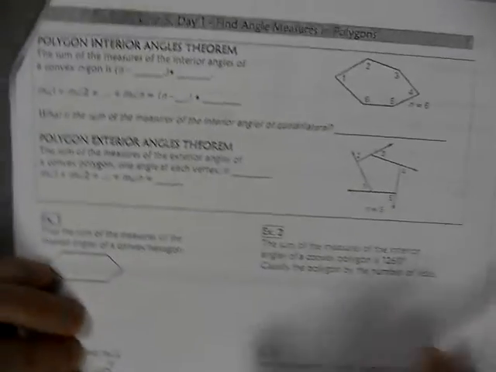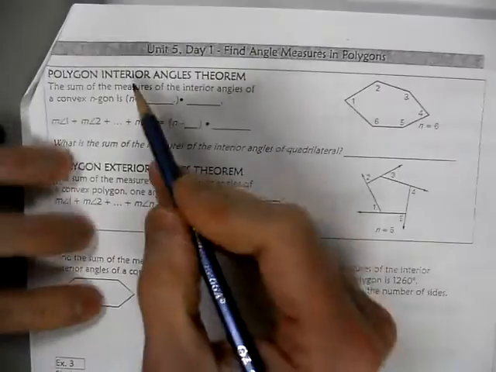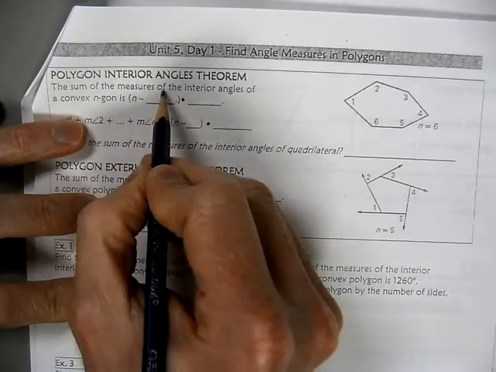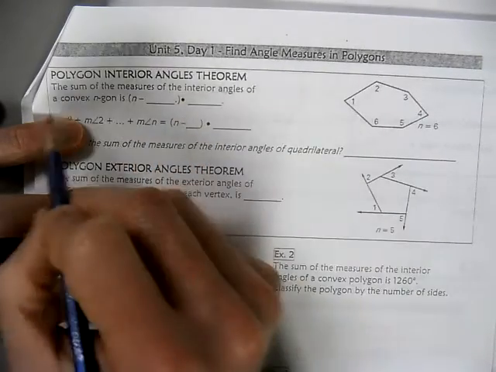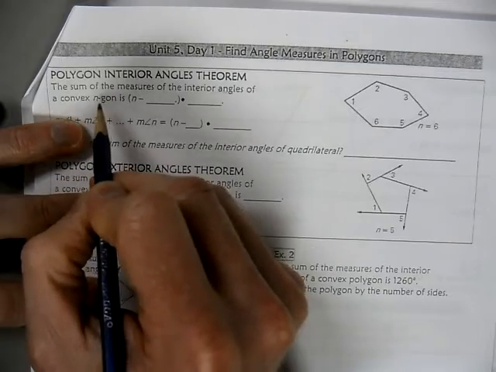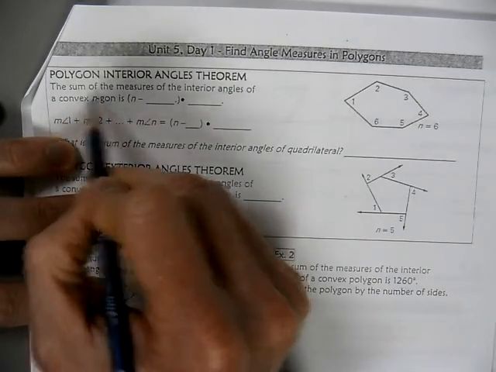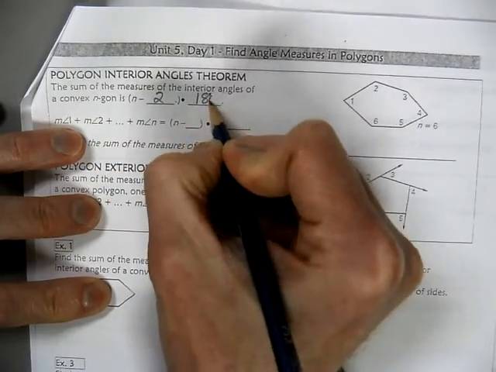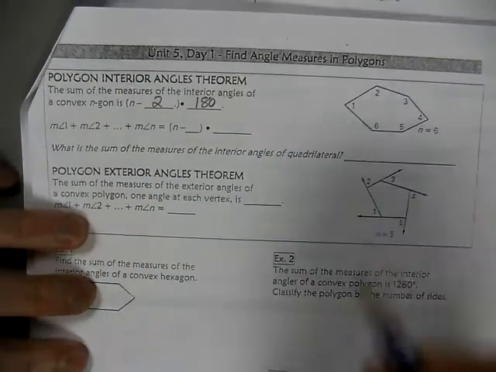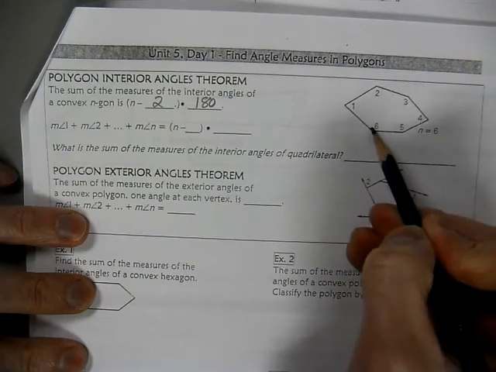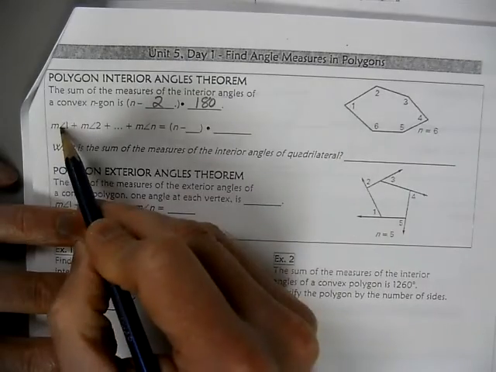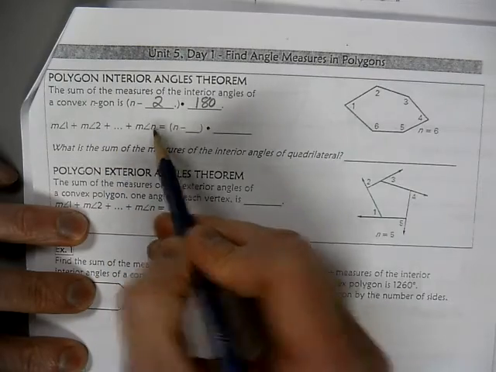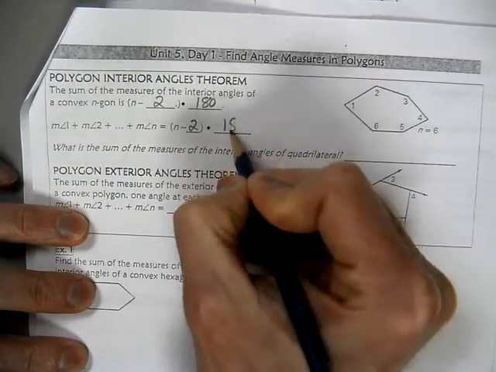So we now bring this back to our notes, and what we learned is that the sum of the measures of the interior angles of a convex n-gon, so for any number of sides, is n minus 2 times 180. In other words, you're taking all the angles and adding them up, angle 1 plus angle 2 plus all the way up to whatever we have, is n minus 2 times 180.